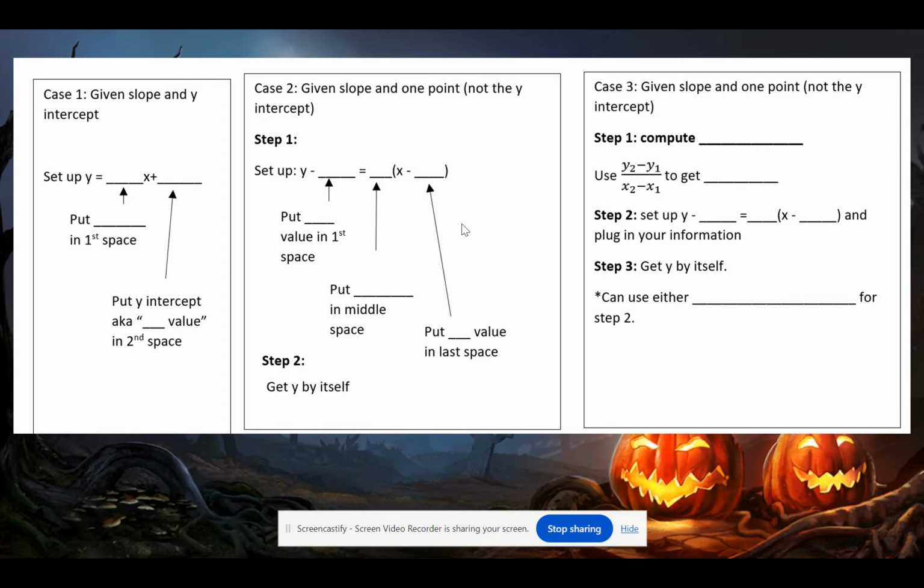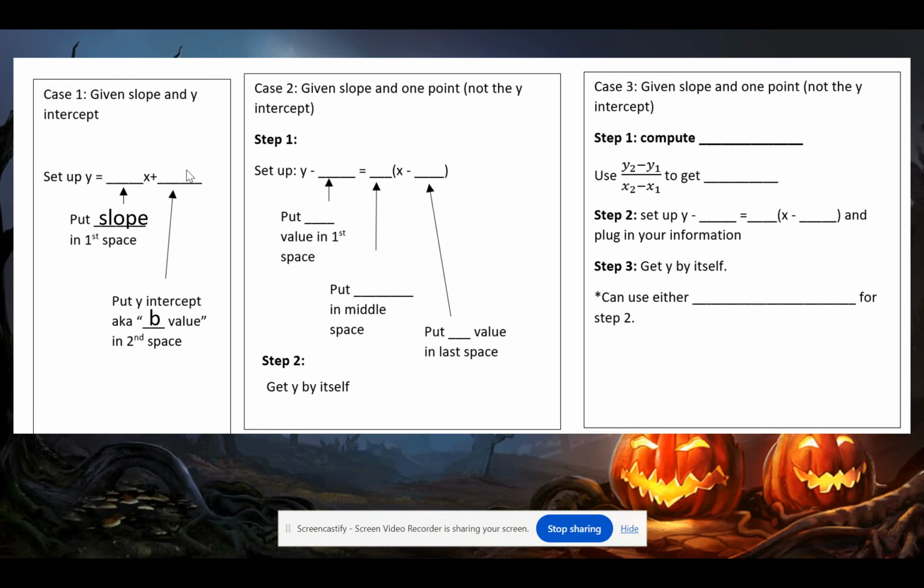So case 1 would be if I gave you the slope and the y-intercept. That's considered a gift because that's all you need to make a linear equation. So all you're going to do is set up this formula y equals, and instead of mx plus b, you're just going to leave a space where m was and a space where b was. You're going to put the slope I give you in the first space, and you're going to put your y-intercept or your b value in the second space, and then you're done. So you really don't have any work to do. So case 1 is a piece of cake.